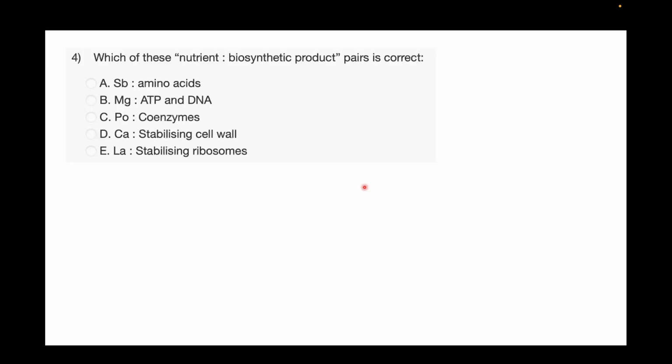Option A, Sb, amino acids. I hope you know what Sb as a metal stands for. B is magnesium, ATP and DNA. C is Po, polonium, for coenzymes. Calcium, option D, stabilizing the cell wall. And option E is La, or lanthanum, stabilizing ribosomes. For your information, Sb is antimony or stibium.